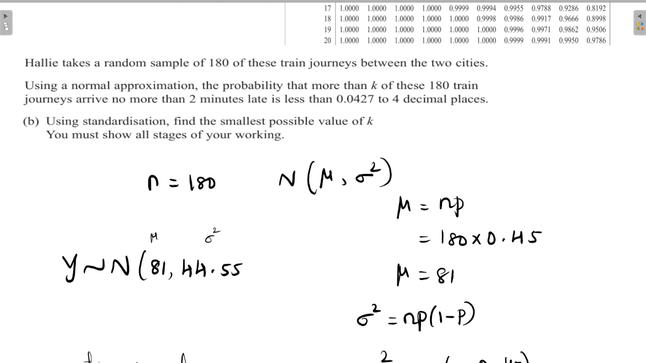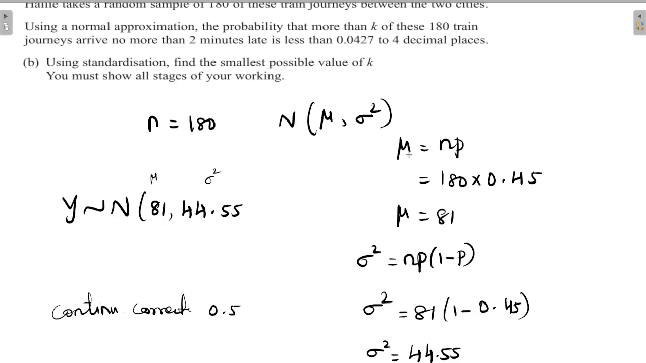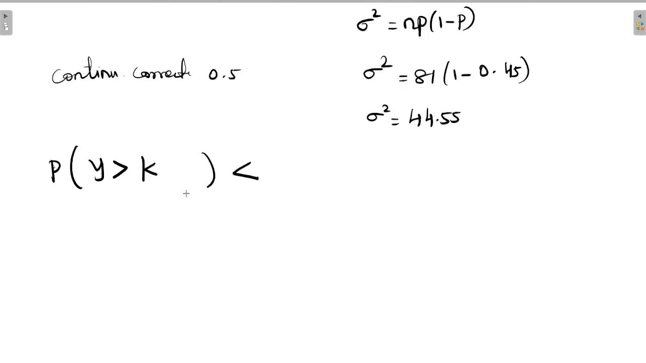What we are going to do is add or subtract. Given that the probability that more than k of these, the required probability is the probability of Y more than k. This value must be less than 0.0427. We can use the continuity correction for the greater than case: we have to add 0.5.